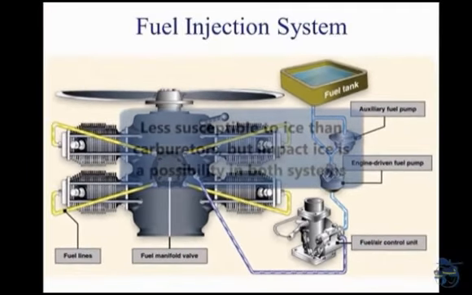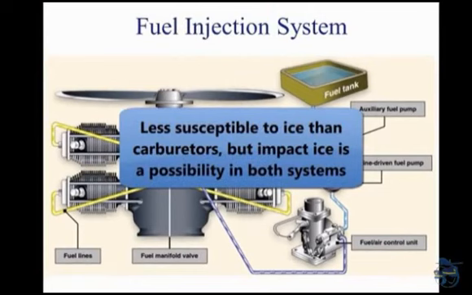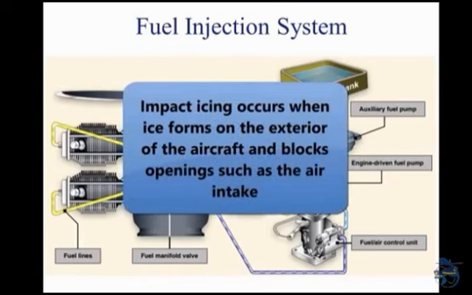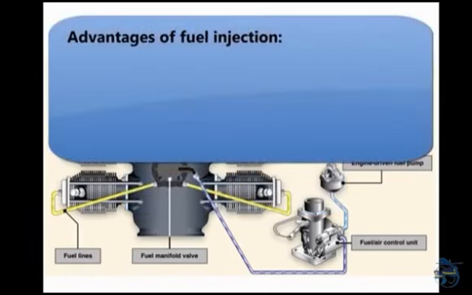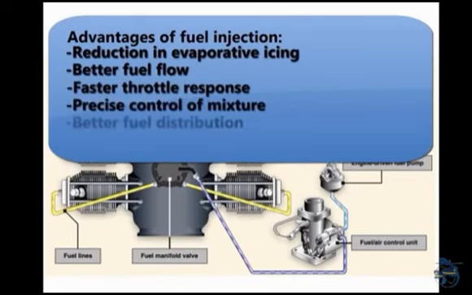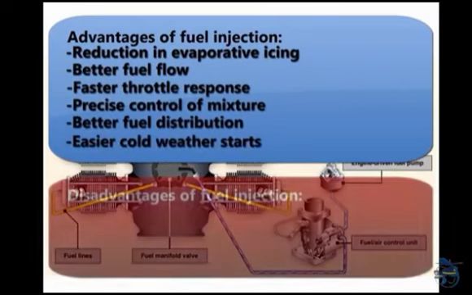A fuel injection system is considered to be less susceptible to icing than the carburetor system, but impact icing on the air intake is a possibility in either system. Impact icing occurs when ice forms on the exterior of the aircraft and blocks openings such as the air intake for the injection system. Advantages of fuel injection: reduction in evaporative icing, better fuel flow, faster throttle response, precise control of mixture, better fuel distribution, and easier cold weather starts.